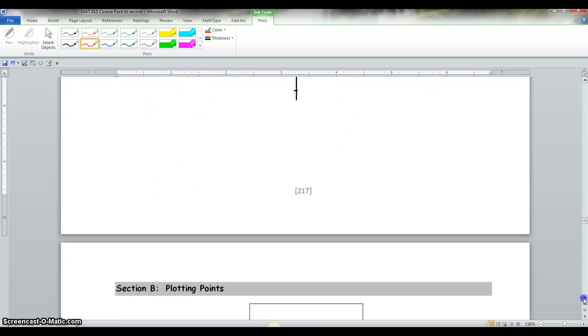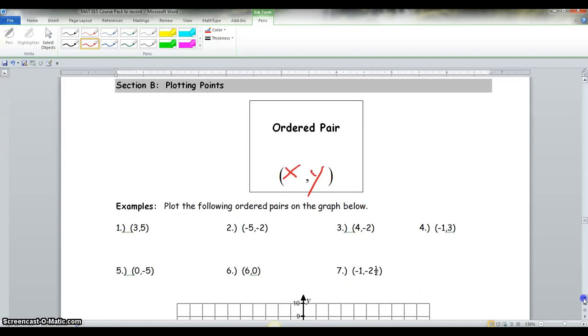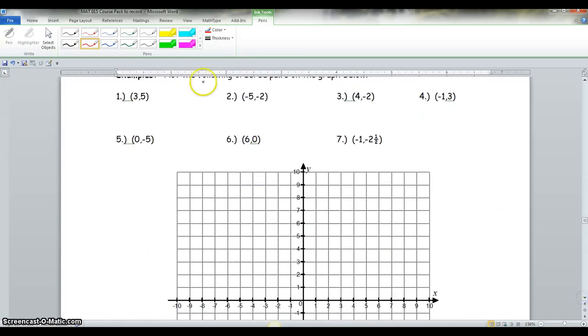Let's go back to this page here. Now, when you graph any of these ordered pairs, they're always in parentheses, x value first, y value second. You always start by graphing the x value first. And wherever your y value leaves you, that's where you put the point. So let's go with number 1.